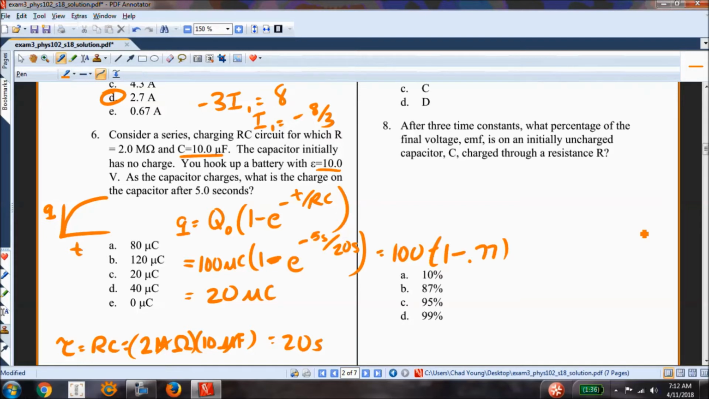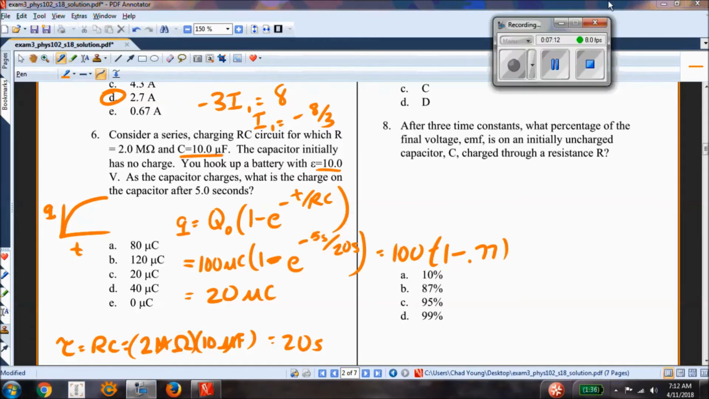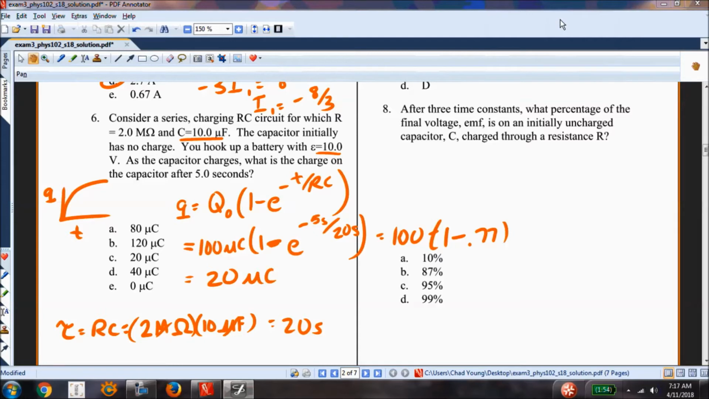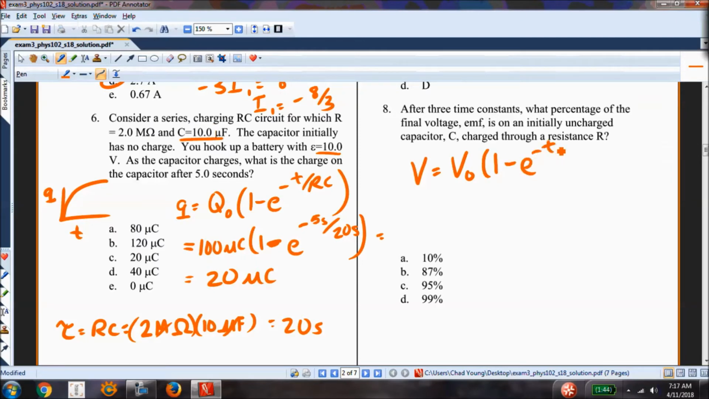After 3 time constants, what percentage of the final voltage EMF is on an initially uncharged capacitor charged through a resistance R? Okay, this is from an OpenStax question. So this is a charging capacitor, and on a charging capacitor, V is equal to V naught times 1 minus e to the minus t over RC. And I want to know what is the percentage.